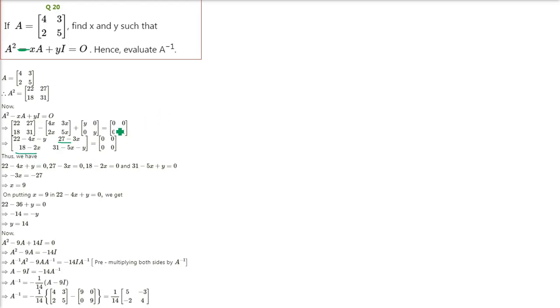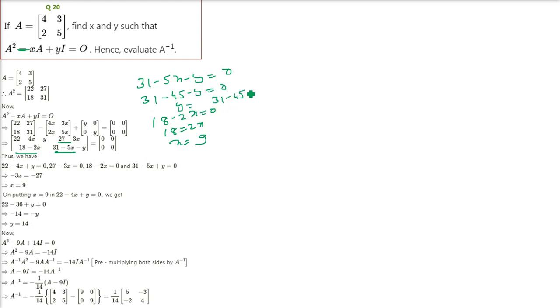Let me show you here only. 18 minus 2x equals 0, and that will give you 18 equals 2x, so x is equal to 9. I'm just trying to suggest that we have the x value. Put it in any of the equations. So 31 minus 5x plus y equals 0. X is 9, 5 9s are 45. So y will be equal to 45 minus 31, and this is not 31 minus 45, it will be 45 minus 31. So y equals 45 minus 31, which is 14. And now x and y are computed.